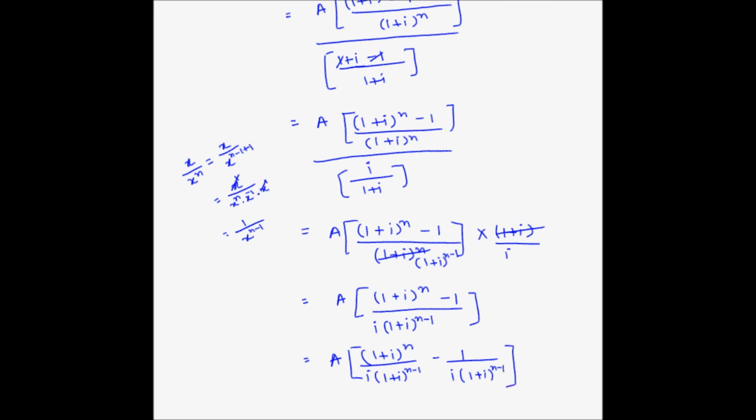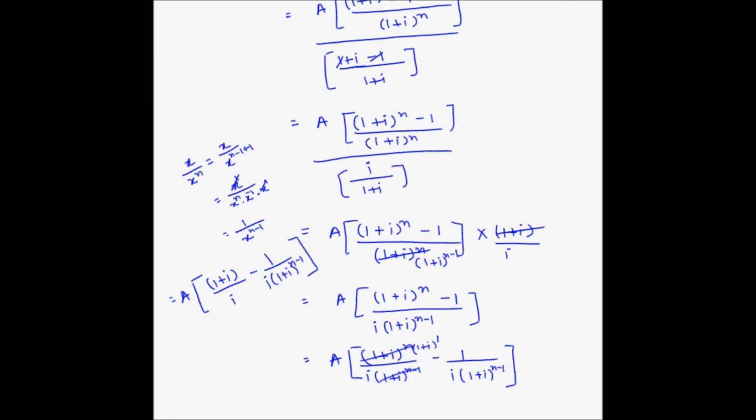So again here the numerator can be written as (1 + I)^(n+1) minus 1, so (1 + I)^n minus 1, and this gets cancelled, and this will become (1 + I)^1. So this becomes A into (1 + I) divided by I minus 1 divided by I into (1 + I)^n minus 1.